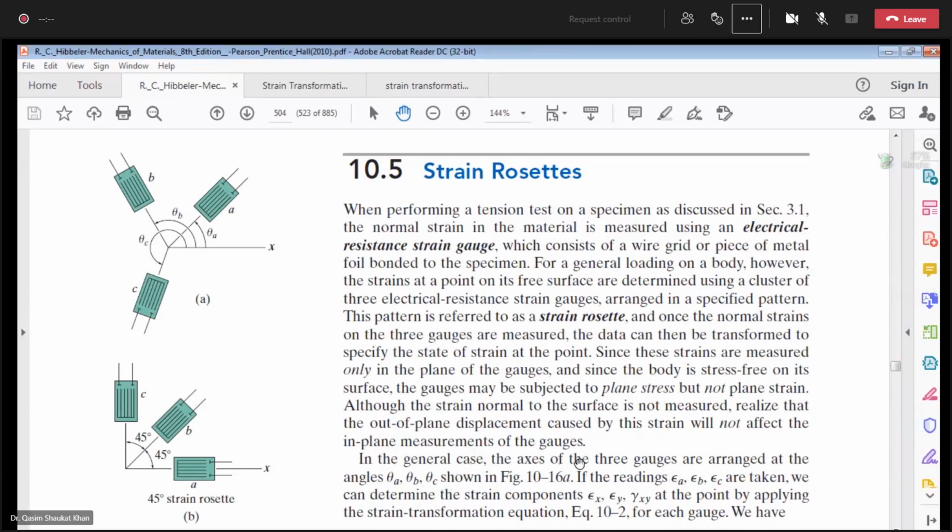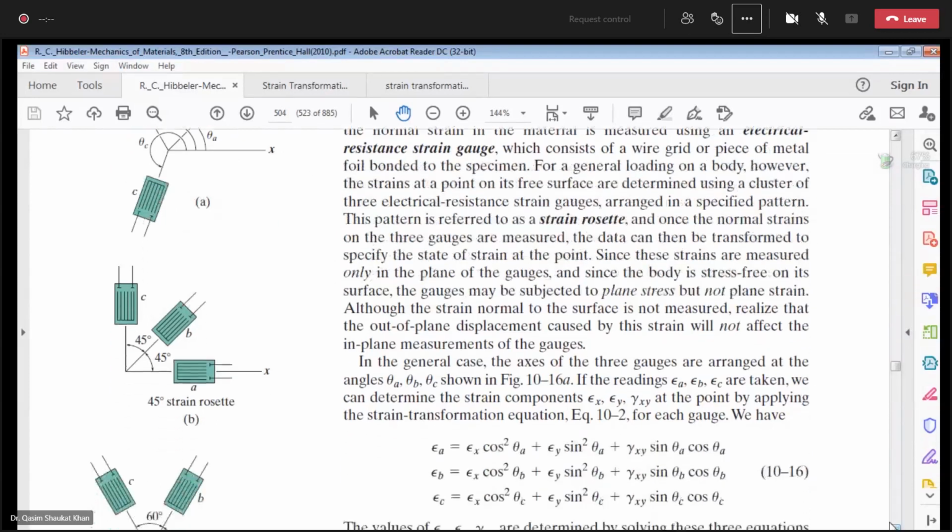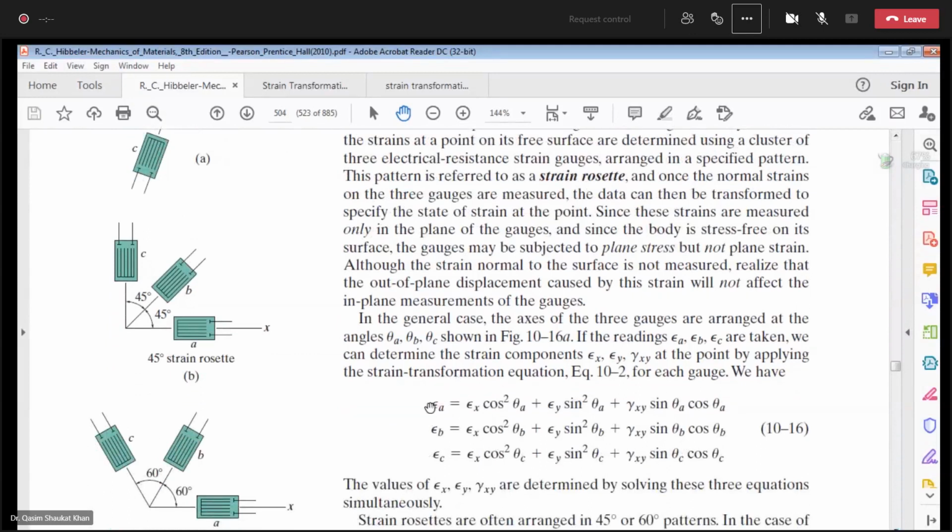In the general case, the axes of the three strain gauges are arranged at the angles theta a, theta b and theta c, as shown in figure 10.16a. If the readings are epsilon a, epsilon b, epsilon c, we can determine the strain components. So this is your plane state of strain: epsilon x, epsilon y, and gamma xy, at the point, by applying the strain transformation equation. Now, how are these equations derived? This is the main thing to be understood. So first thing, we need to see how this equation is derived.